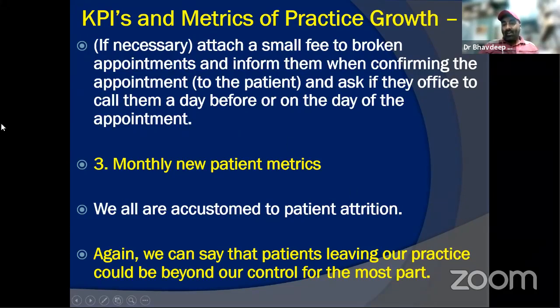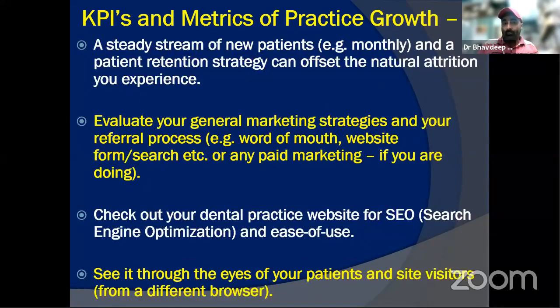So another example, monthly new patient metrics. कितने new patients इस महीने में आए? We discussed patient attrition as one of the 11 factors last time. So we are all accustomed to that. Howsoever it is, many people will be leaving the practice, whatever we say. So again, for the most part, it is beyond our control.